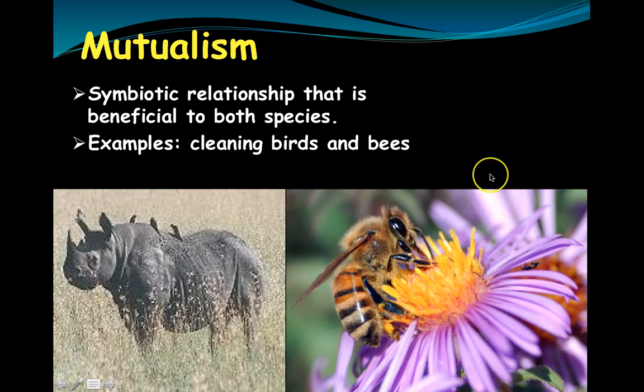Over here, the mutualistic relationship is that the bee is going to eat the nectar from the flower, and when it does that, the pollen from the flower rubs all over the hair of the bee, and when it goes from flower to flower, it's going to take the pollen from there and pollinate all the other flowers with the pollen from that original flower.